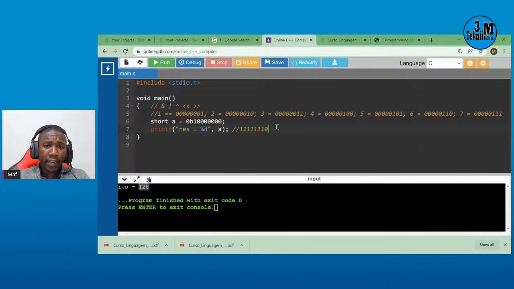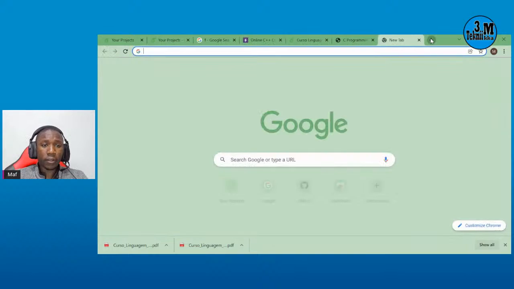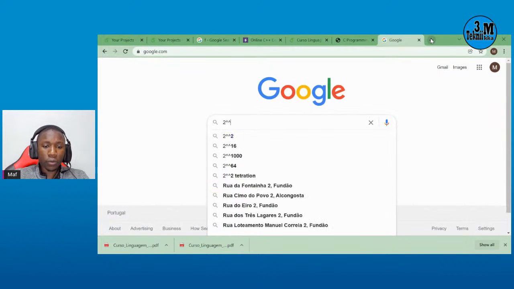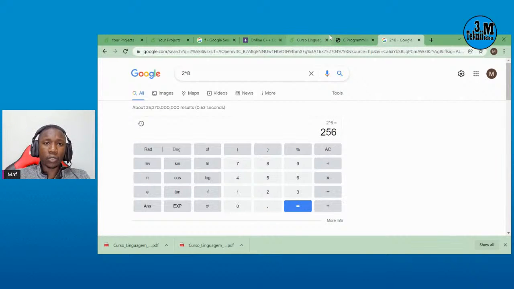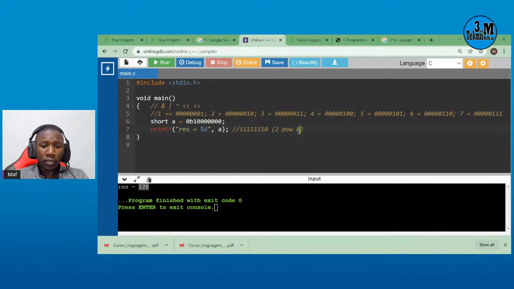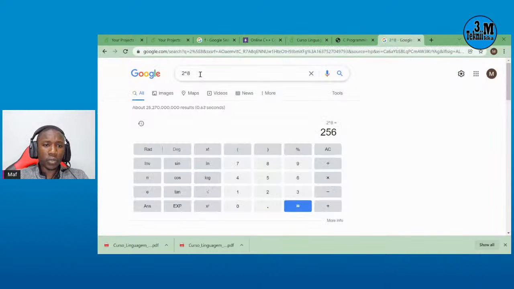This number is something like 2, this is 2 pow. I can represent this as 2 pow 8. Okay, because if you have 2 power 8 here in Google, 2 power 8. No, this is 2 power 7. That's 2 power 7, I'm sorry. Okay, power 7. Don't worry about it.